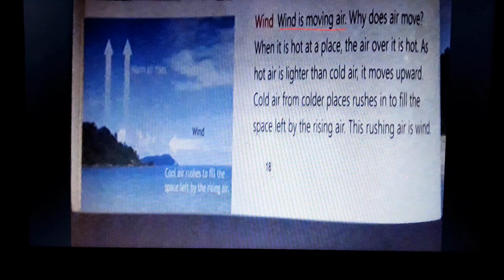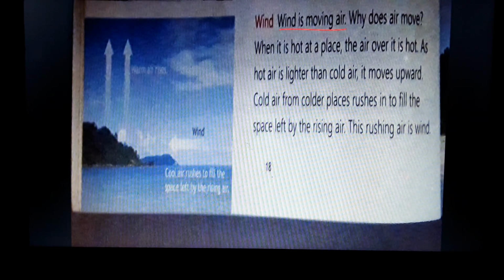What does it say? It says, when it is hot at a place, the air over it is hot. So when the place is hot, then the air present in that place is also hot, and hot air is lighter compared to cold air. So hot air, as you have seen in the picture, which is lighter compared to the cold air, is moving above, and the place becomes empty. So the cold air from the colder places rush in to fill the space left by rising air. This rushing air is wind.